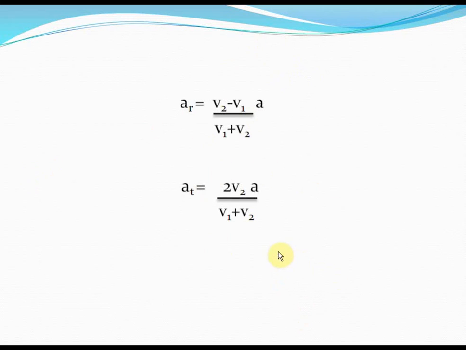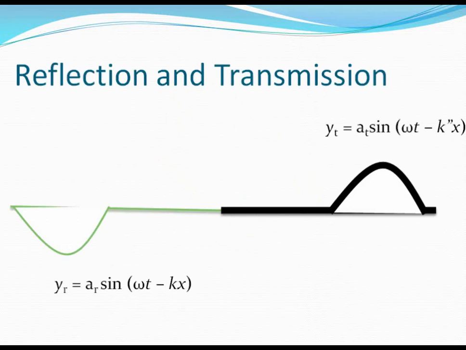We will not derive these expressions for now because that will make the whole course too complicated. You can do it for yourself if you feel like. However, you must remember these two formulae. You can summarize whatever we have studied up till now about reflection and transmission by saying that the equation of the reflected wave will be YR equal to AR sin(omega t minus kx). Omega will be the same, k will be the same, the amplitude will become AR, and the equation of the transmitted wave will be yt equal to AT sin(omega t minus k double dash x). K will change and the amplitude will change, and we had already studied that AR plus AT is A.